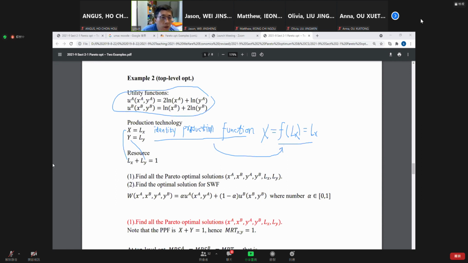So here we simplify the production technology not only by assuming that we only need one resource, one input, that is the labor, but also we further simplify the production technology by formulating a so-called identity, a very, very simple production function. So if we allocate this much Lx, we can produce the same quantity of goods X as the amount of labor, and the same for goods Y.